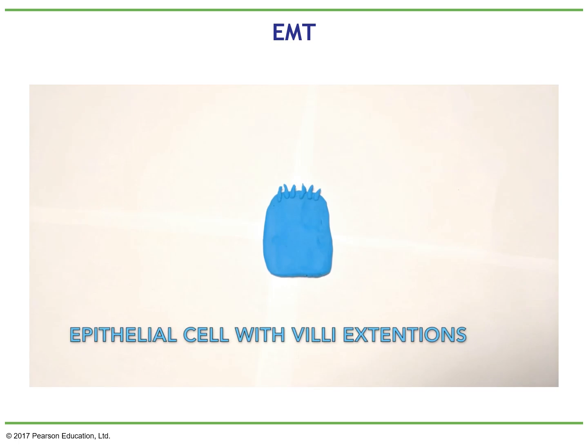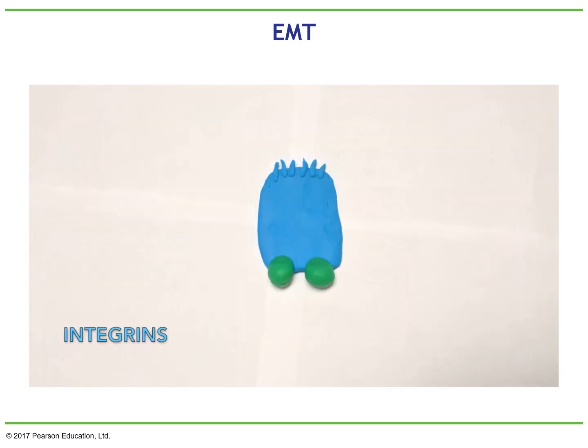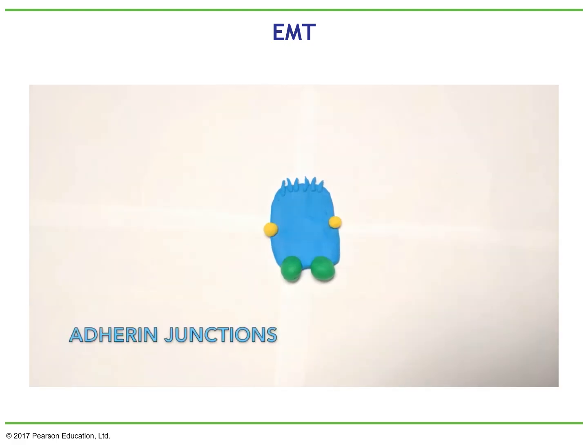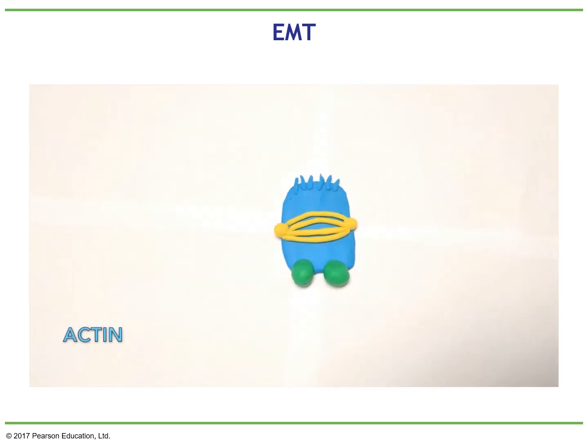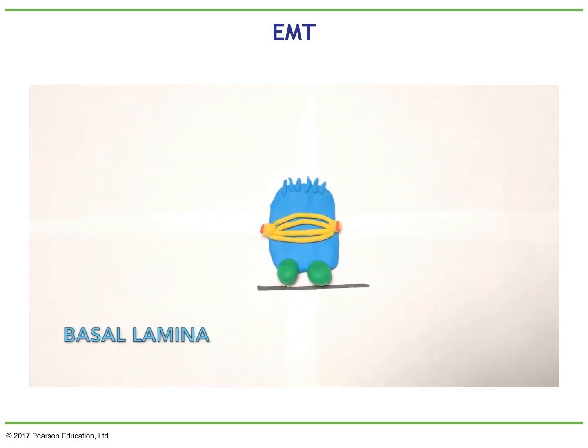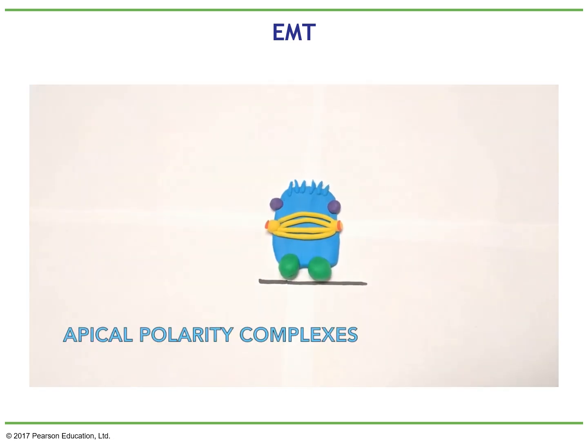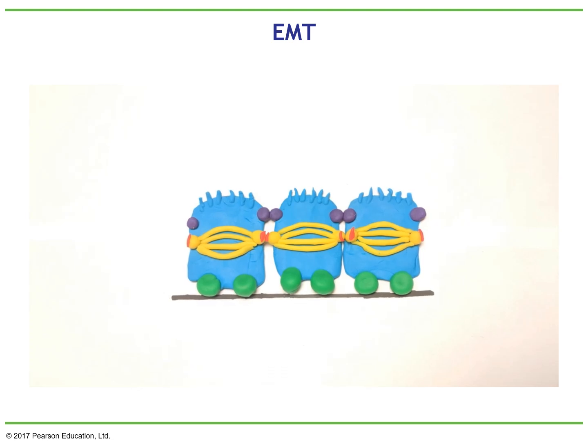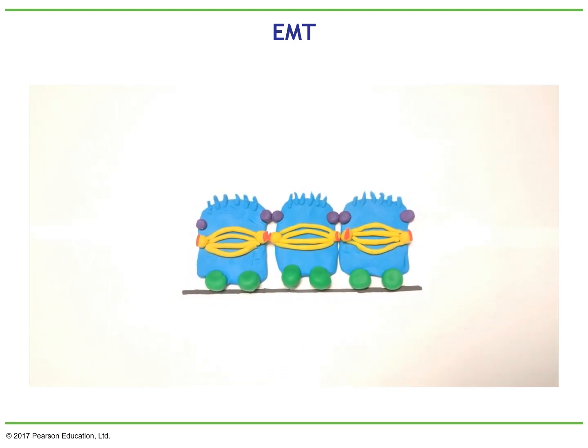aesthetically. Here, we start out with an epithelial cell with its villi extensions. The cell then acquires integrins, which help it attach to the basal lamina. Next, the cell develops its adherent junctions, which helps epithelial cells attach to one another. Following this, the cell develops its actin, and then its E-cadherins. The basal lamina appears, and then its apicopolarity complexes. Our epithelial cell is now complete and joined by two more epithelial cells to begin the epithelial mesenchymal transition.